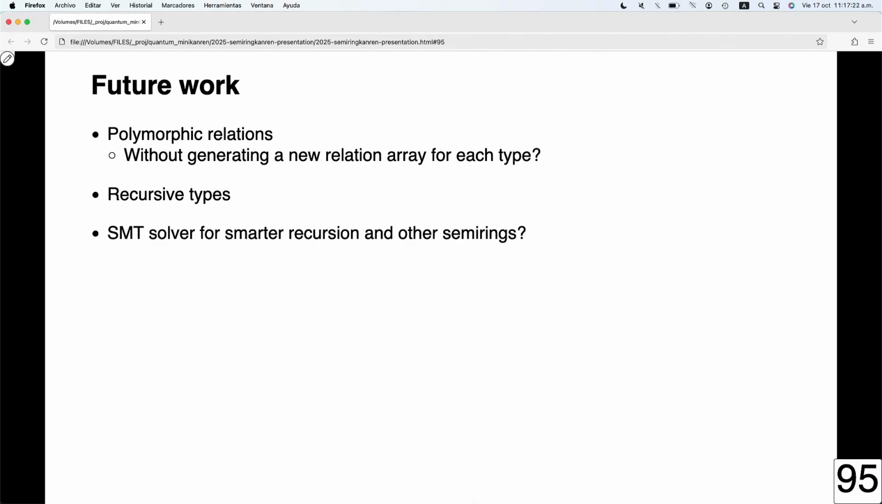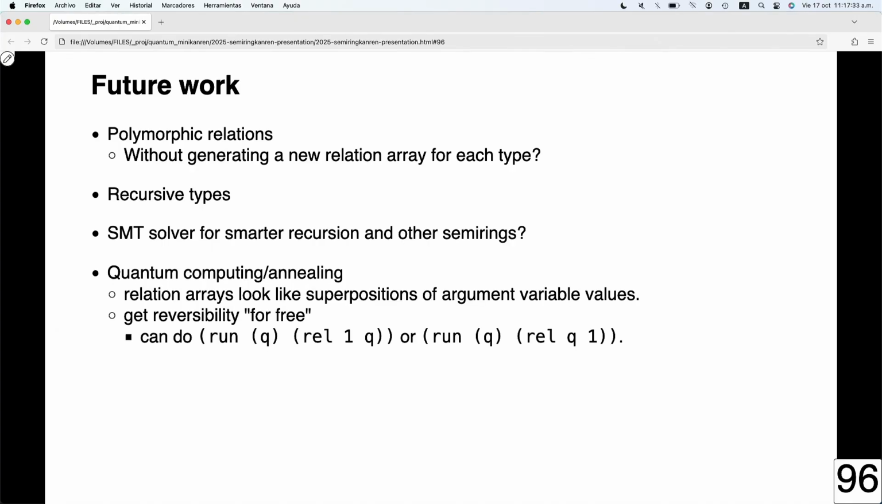Potentially using an SMT solver to handle the recursive cases better and potentially handle non-Boolean semirings for when we're doing that kind of evaluation. Quantum computing, annealing. So these relation arrays intuitively look like superpositions of the argument variable values. And with relational programming, we get reversibility sort of for free just by swapping the orders of the arguments. So it intuitively feels that this could be a good, interesting paradigm for expressing quantum computations. But there's a lot of work to be done to see if it works out nicely or not.